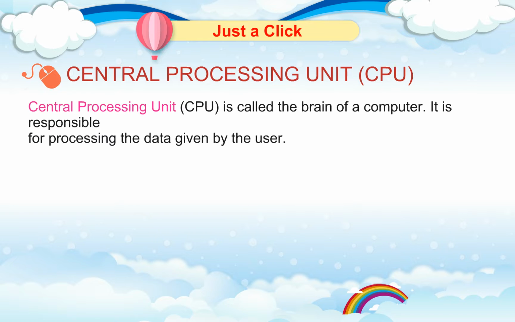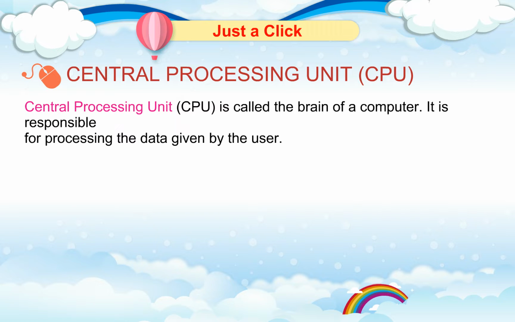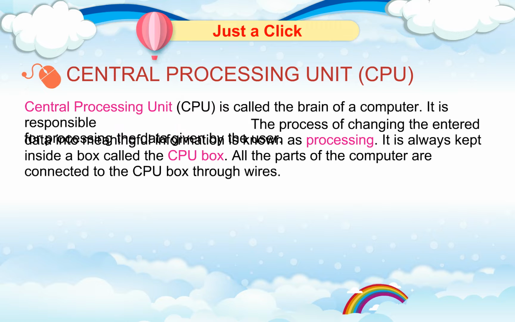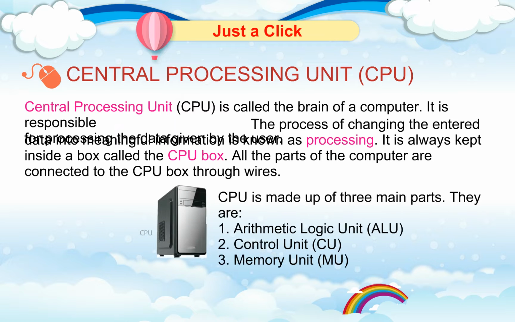Central Processing Unit, CPU. The Central Processing Unit is called the brain of a computer. It is responsible for processing the data given by the user. The process of changing the entered data into meaningful information is known as processing. It is always kept inside a box called the CPU box. All the parts of the computer are connected to the CPU box through wires.